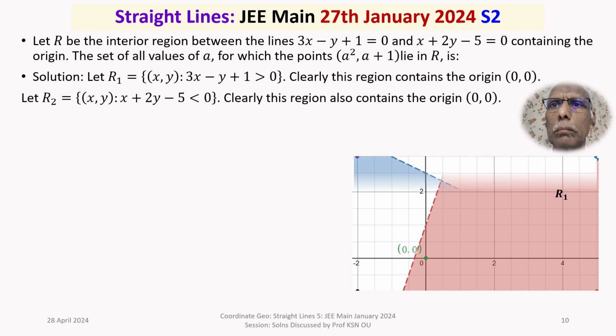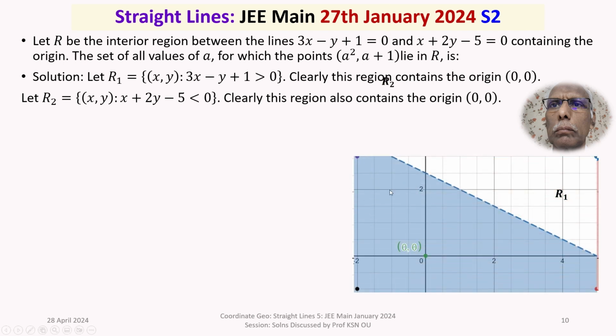So now this is your line x + 2y − 5, and R2 is this region, and in this (0, 0) is there. R2 also contains this one.